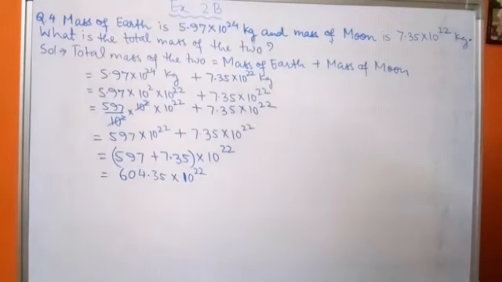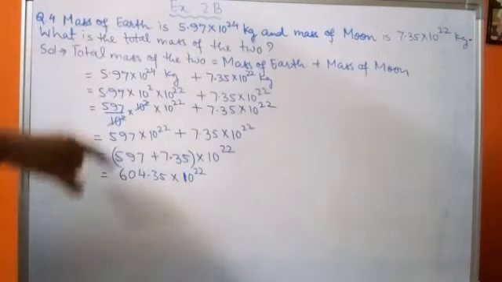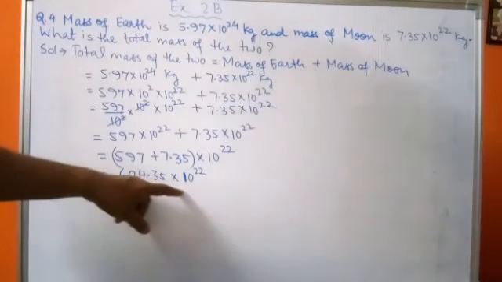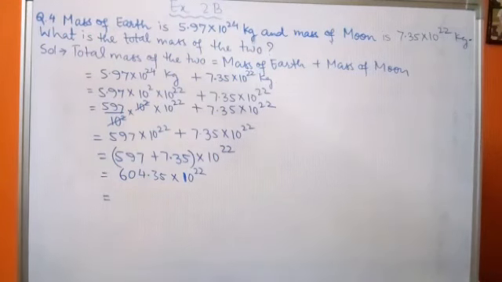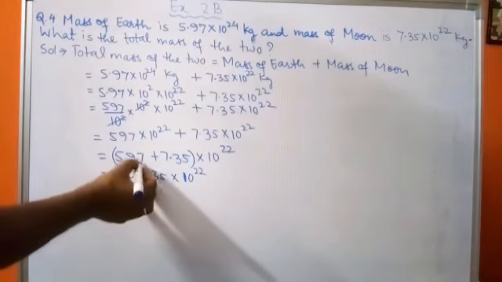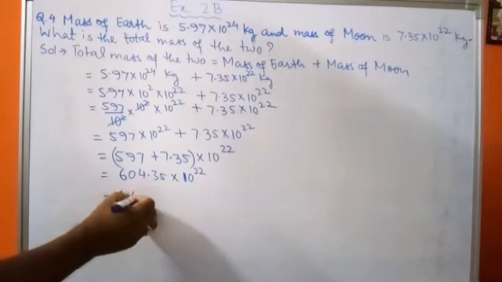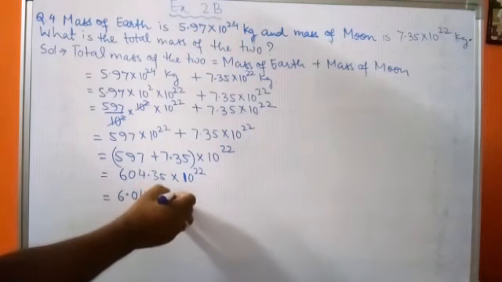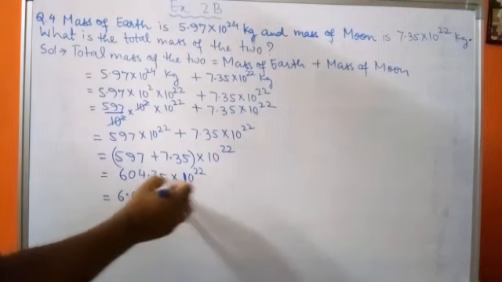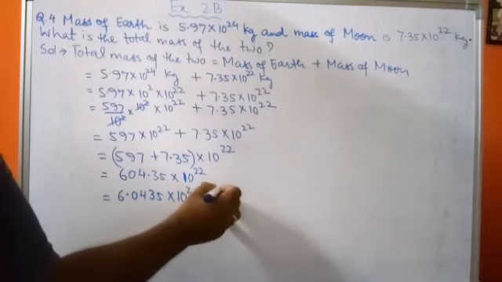Now dear children, the total mass of these two celestial bodies is not given in standard form, so we have to change it into standard form. So this decimal must be shifted to after 6.0435, and that's why we have to multiply by 10 to the power 2. Already we have 10 to the power 22.